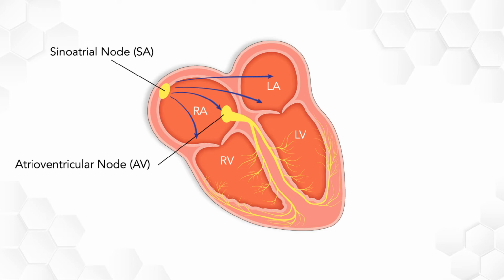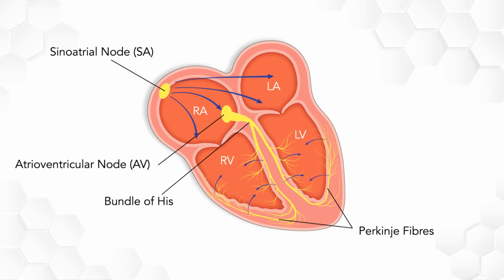The AV node pauses the impulses just long enough to let the atrium fully contract and then allows the impulse to continue into cells called the bundle of His. This then branches into the left and right bundles in each ventricle. Finally, the impulse reaches the Purkinje fibers and causes the ventricles to contract, expelling blood from the heart.